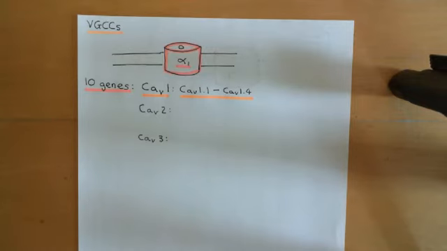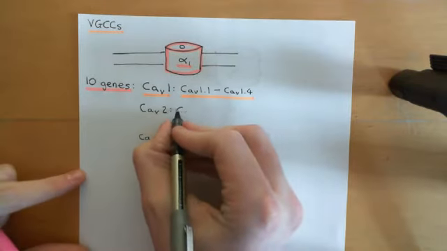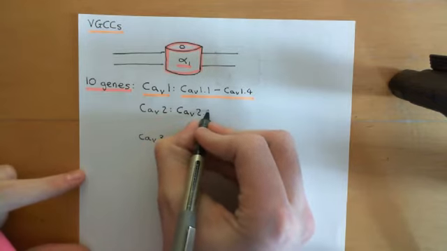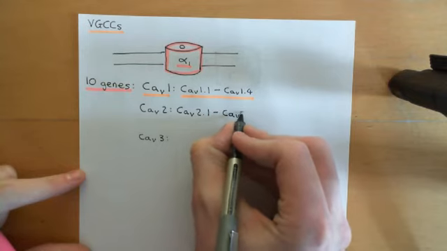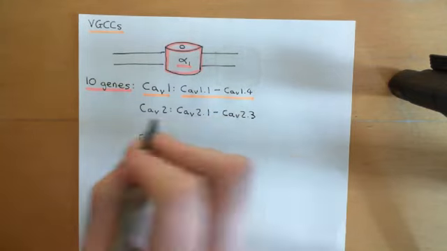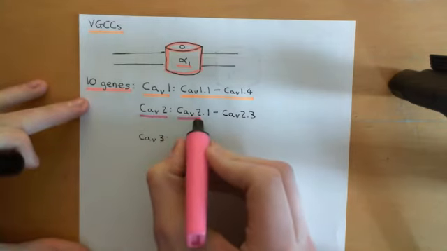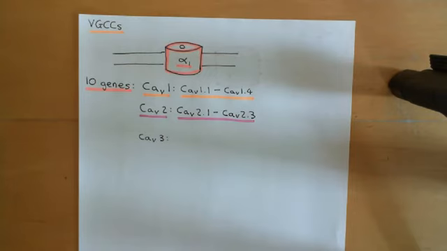And the CAV2 family, that contains 3 genes for alpha-1 subunits of voltage-gated calcium channels. Okay, and these are called the CAV2.1, the CAV2.2, and then the CAV2.3 gene. Okay, so those are the names for these 3 genes for alpha-1 subunits that are classified into this CAV2 family.